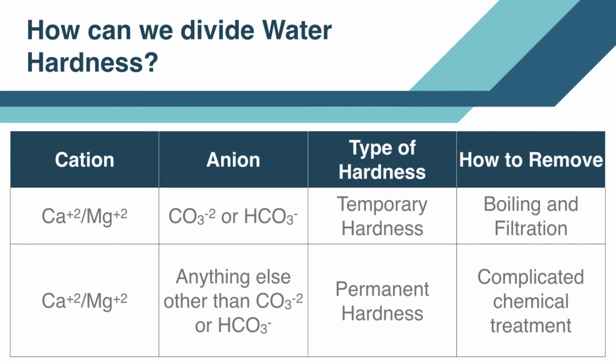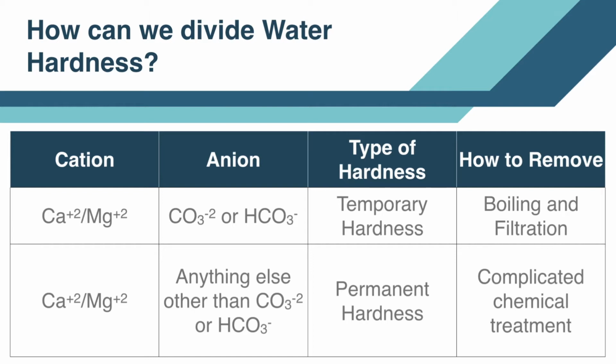Now look into the other counterpart of the salt, that means the anionic part. You have to focus on the anionic part to decide whether the hardness is temporary or permanent. The simple logical way to decide is, if the anion is carbonate or bicarbonate, then it is temporary hardness. If the anion in the salt is something else other than carbonate and bicarbonate, then it will cause permanent hardness in your water.